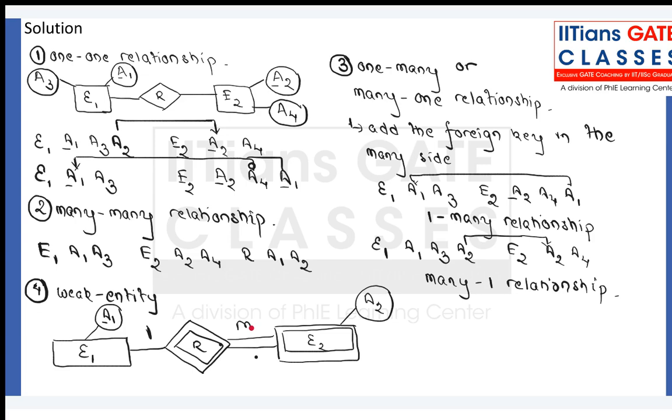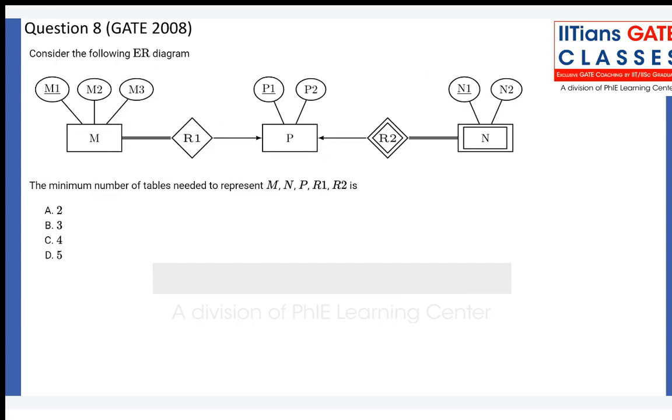Perfect. Very good. Now let's come back to the question. The question says how many tables you need to represent M and P, with relationships R1, R2. Assume the relationship is such that you have minimized the number of tables. The cardinality ratio is either 1:1, many to one, or many to many. Assume that the cardinality ratio is the minimal.